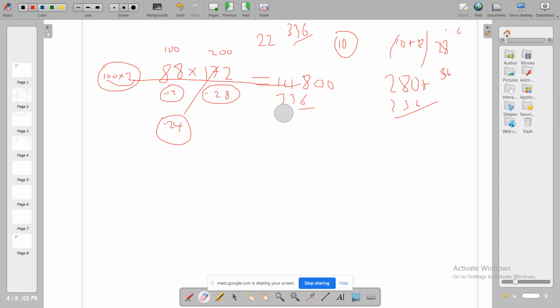So now I'll add my answer to that. I'm going to add this one that we got to this. Do you agree? 336 to that. So here will be 6. Here will be 3. Here will be what? This plus this, 11, right? 1, 5, 1. So it will be 15,136. Yeah, that will be the answer.